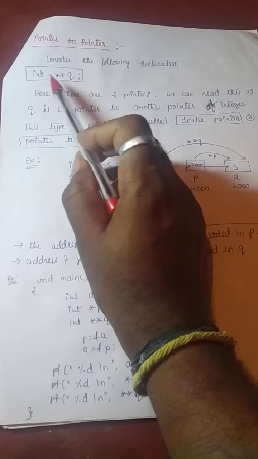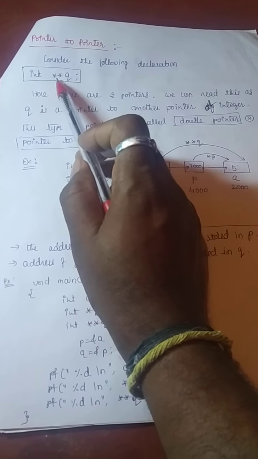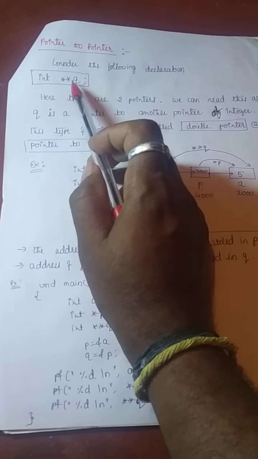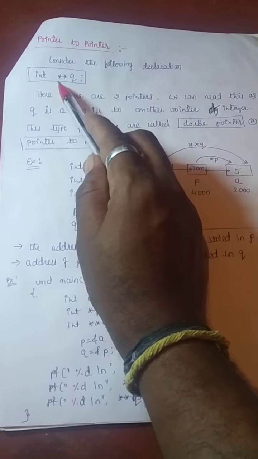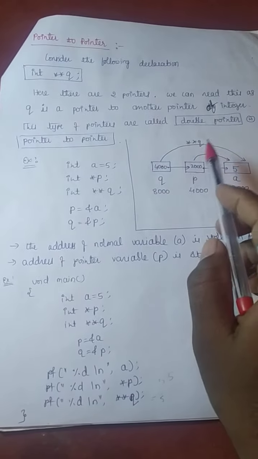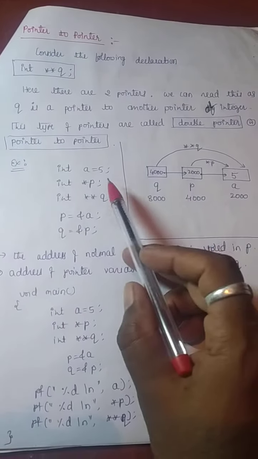Now see this declaration. Here we have int **q. In the previous examples we had only one star, but here we have two stars to indicate pointer to a pointer. See, one pointer is pointing to another pointer. So this type of pointer is also known as a double pointer. Got it? Now we see one example here.